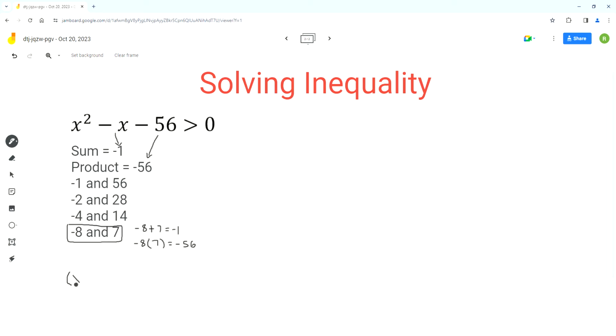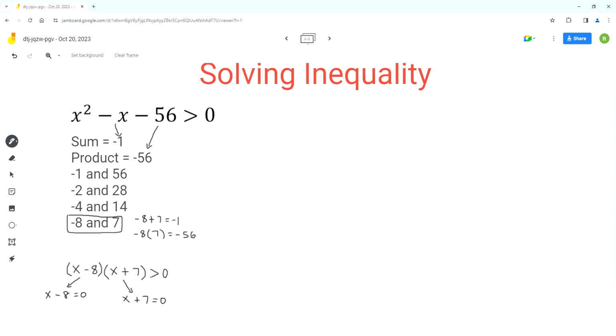So that will be x minus 8 times x plus 7 greater than 0. Now we have to find the zeros for this inequality. So for that we'll set the factors equal to 0. So we get two cases. The first case is x minus 8 is equal to 0, and the other one is x plus 7 equals 0. We have to find the results for these two cases.